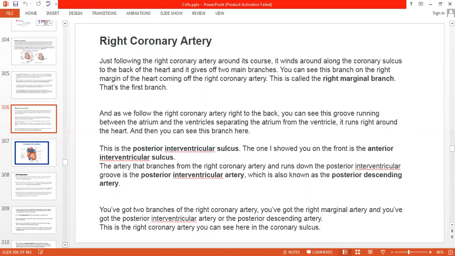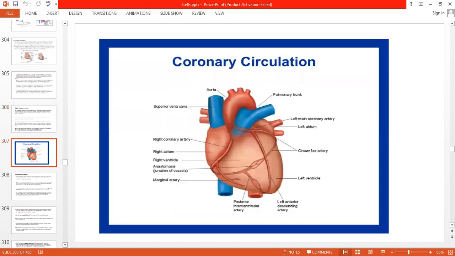The artery that branches from the right coronary artery and runs down the posterior interventricular groove is the posterior interventricular artery, which is also known as the posterior descending artery. You have got two branches of the right coronary artery. You have got the right marginal artery, and you have got the posterior interventricular artery or the posterior descending artery. This is the right coronary artery you have seen here in the coronary sulcus. So I request you to go through this figure.